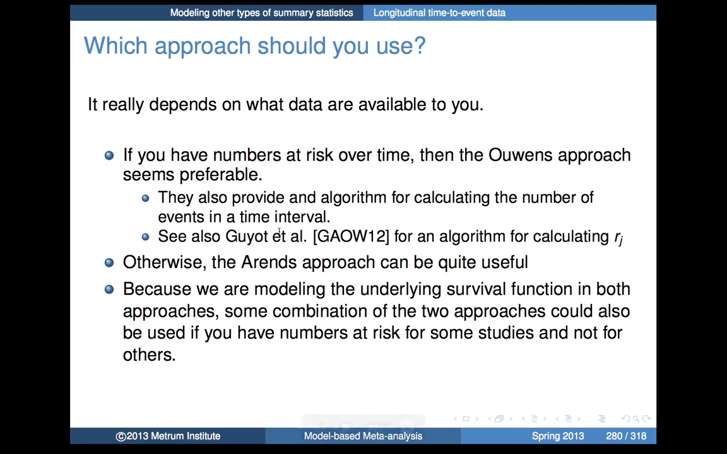And you can imagine that if you have both of these approaches, at least the way that I'm presenting them, we're really modeling that underlying survival function as some parametric model. And so if you have some papers that provide number at risk and other papers that provide maybe some standard errors from your Kaplan-Meier curves, it would be fairly easy to do some sort of combined approach if you wanted to. But by and large, I think this Uvens approach seems to be the most easily implemented, and probably the best given the data that we're likely to get from publications in the literature.